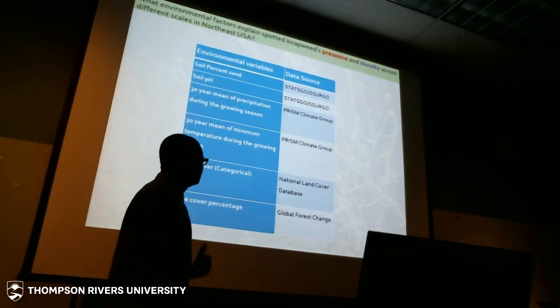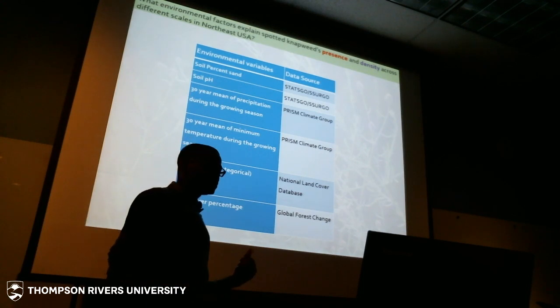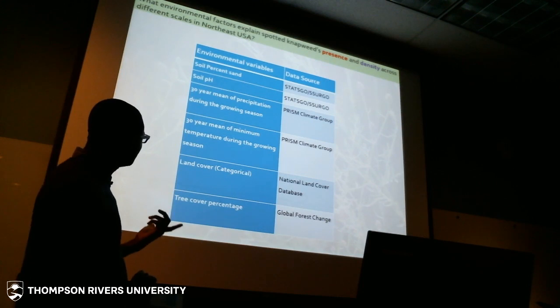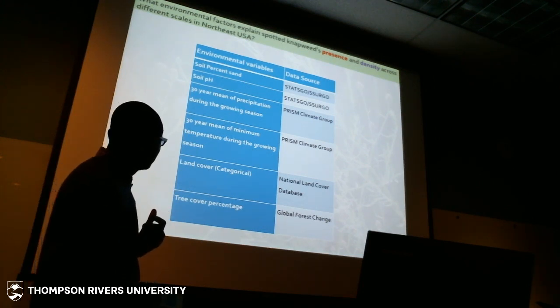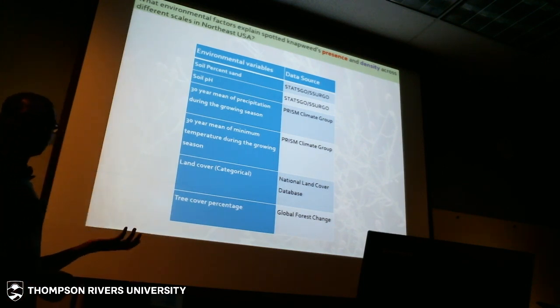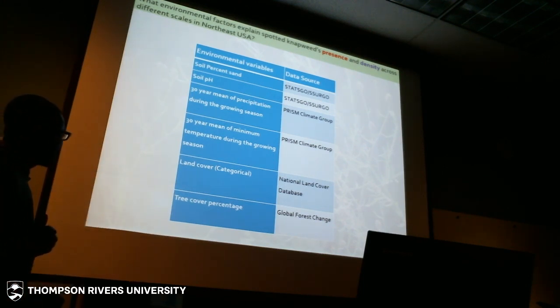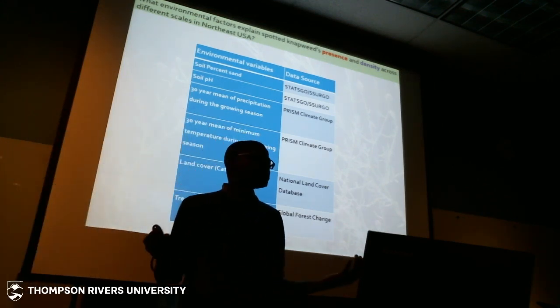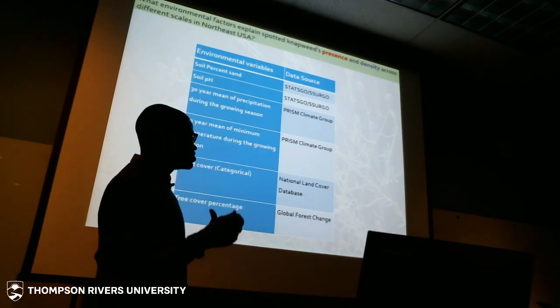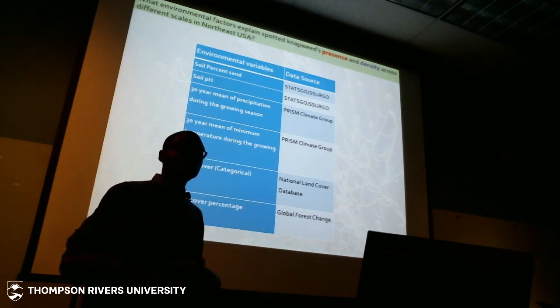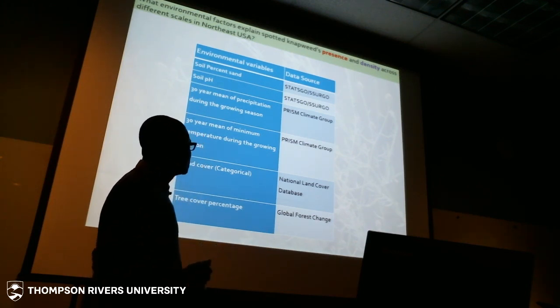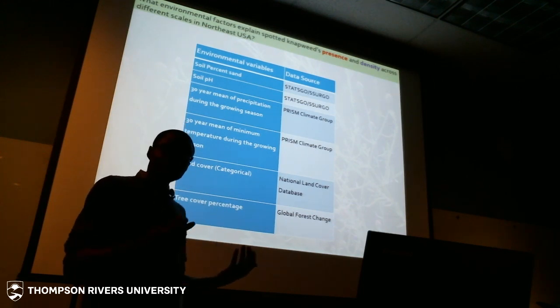For the environmental data that I wanted to use, I chose the amount of sand in the soil, pH, precipitation, temperature, land cover, a categorical variable, and I used land cover as my index of whether the area was disturbed or not, and then the canopy cover. When people build distribution models, there are a couple of approaches that you might take. Some people just take 30 or more variables, feed them to the model, and they get a result, and they allow the model to tell them what's important.